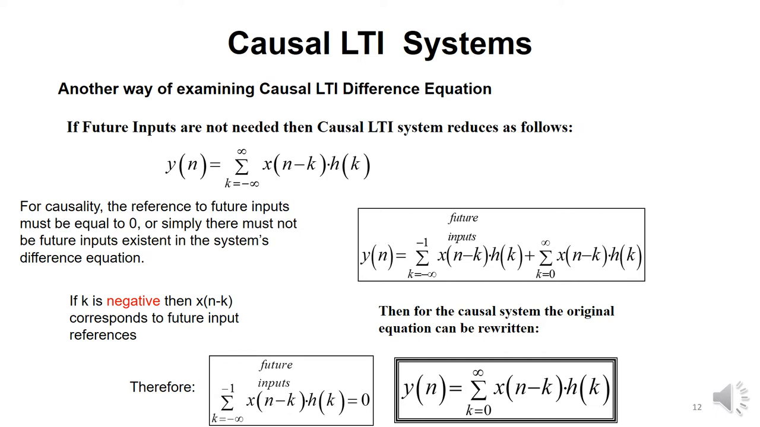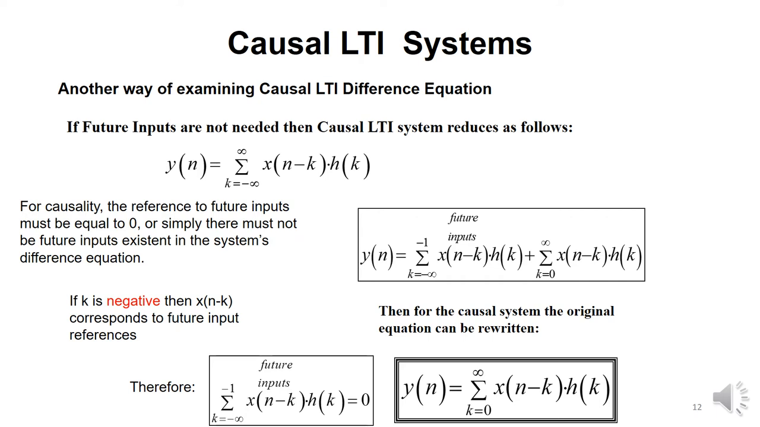Now, what about causal linear time invariant systems? You can recall that one. Our original equation for the convolution is yn is equal to the sum from k equals minus infinity to plus infinity of xn minus k multiplied by hk. But for a causal LTI system, remember that this yn equation can be reduced like this. Please refer to the final answer.